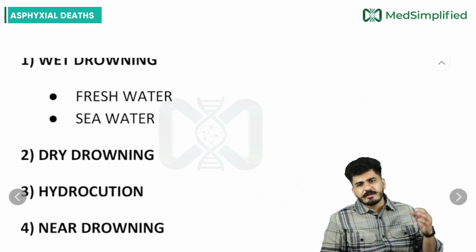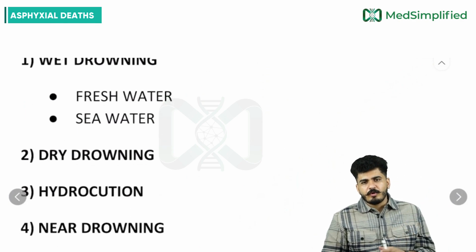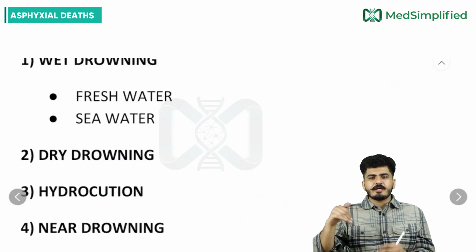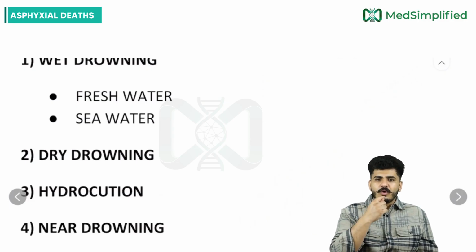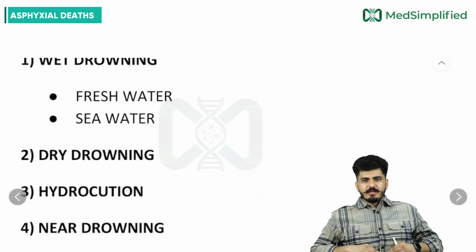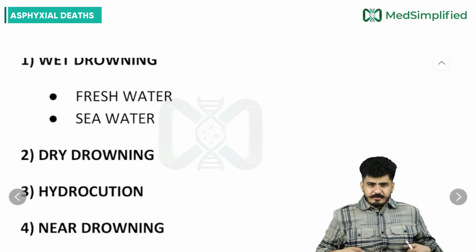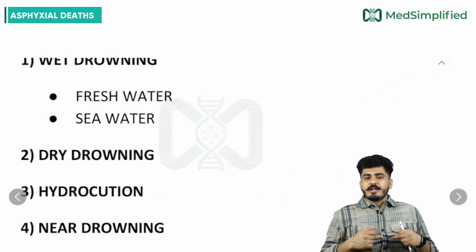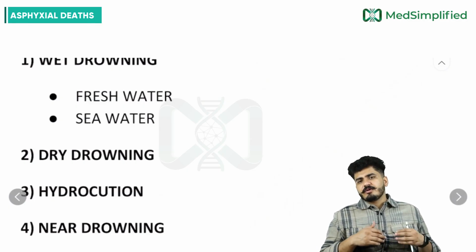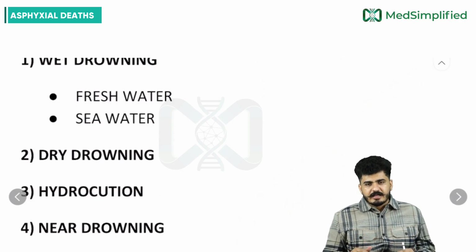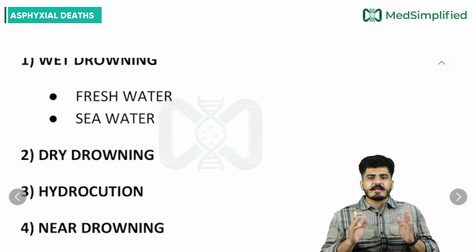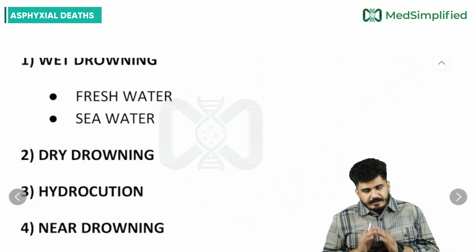Hydrocution. What is hydrocution? See, there is cold water in which you are jumping suddenly. When you jump in, the cold water touches the epigastrium. In the epigastric region there is the diaphragm, and the diaphragm is supplied by the vagus nerve. Now there is a vagal inhibition right here. Because of the vagal inhibition, your diaphragm fails to relax. If the diaphragm fails to relax, there will not be lung expansion and the person will die.